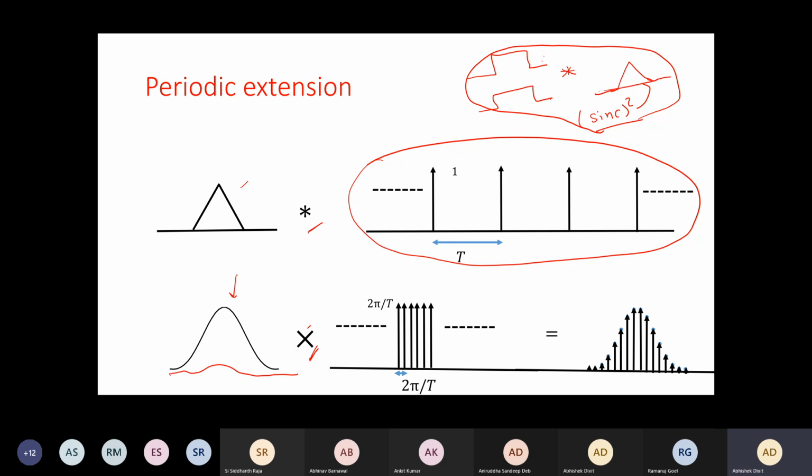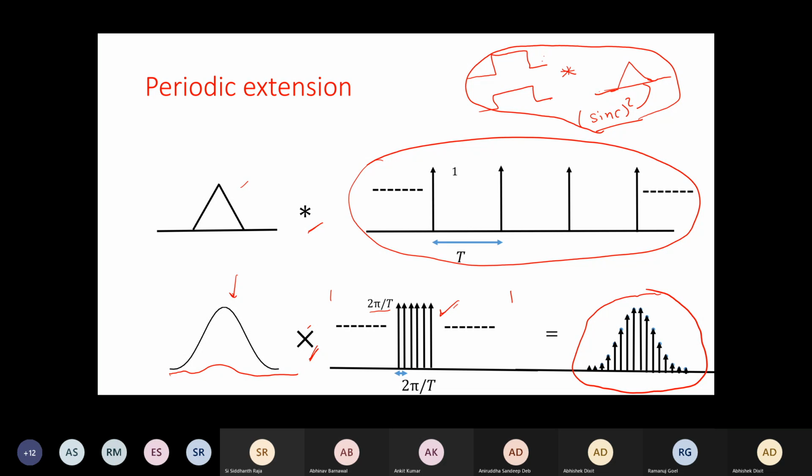Convolution becomes multiplication. Picket fence. This is a picket fence, and it has a transform which is a picket fence. What is the weight of these impulses? 2 pi by T, right? We have already discussed this, and these impulses are separated by 2 pi by T. So if you multiply this transform with this picket fence, what will happen? Multiplication. You will get a discrete spectrum, because this is discrete.